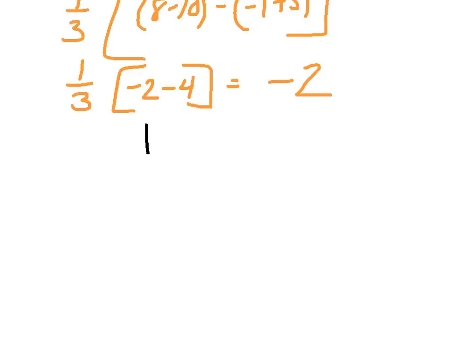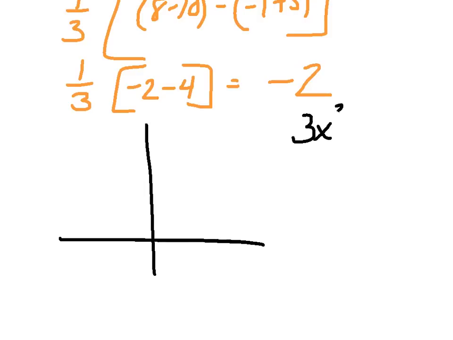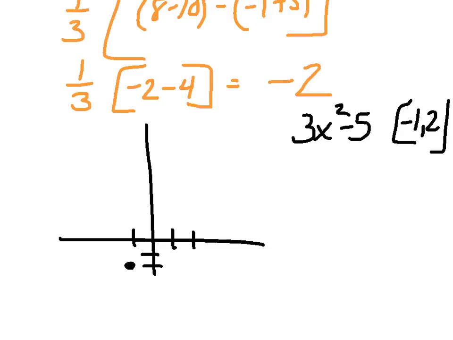Let's go ahead and make a quick sketch of that original function, 3x squared minus 5 on our closed interval, -1 to 2. So I'm going to real quickly plug in -1, and -1 gets me a height of -2. I'm going to plug in a 2, which gets me a height of 7. So those are my endpoints.